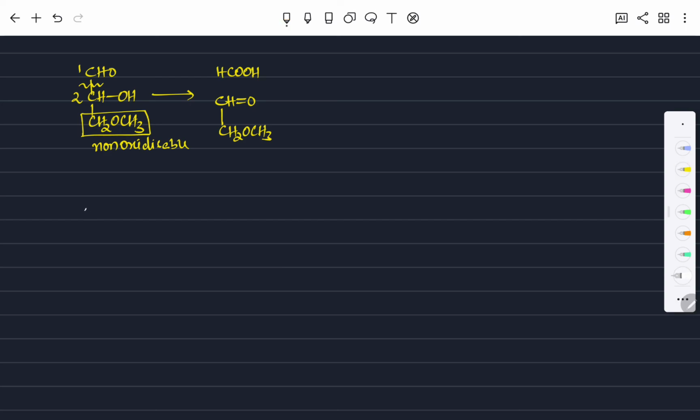For example, CHO, CHOH, CH2OH. So it is 1,2, it is oxidizable, and this 1,2 is also oxidizable. So both bonds are oxidizable, and we have to break the bonds like this. This carbon converts into formic acid, this carbon converts into formaldehyde, and this middle carbon undergoes oxidation two times: because of the upside bond, one oxidation, and because of the downside bond, one oxidation.